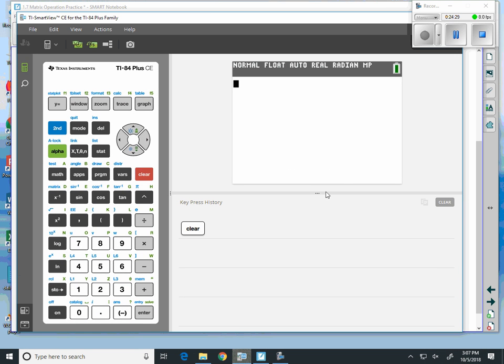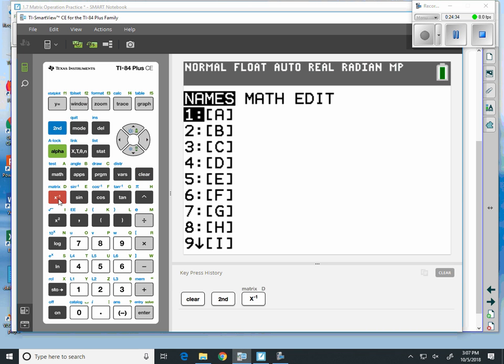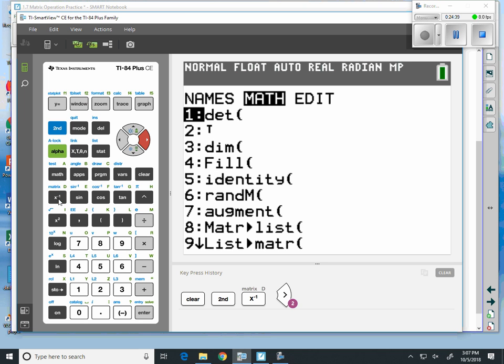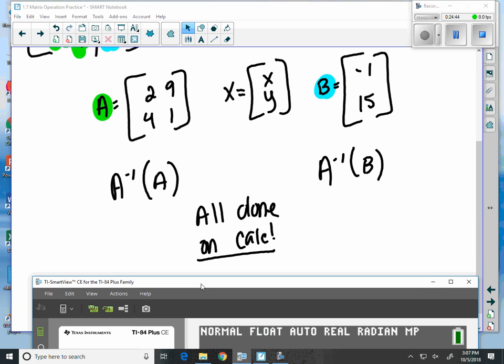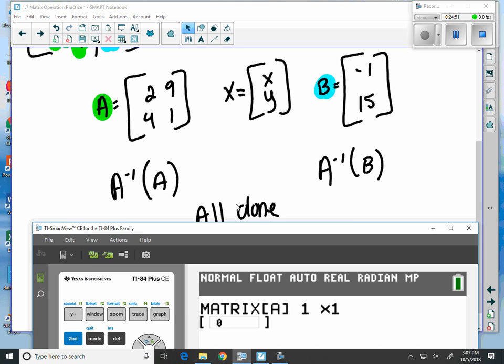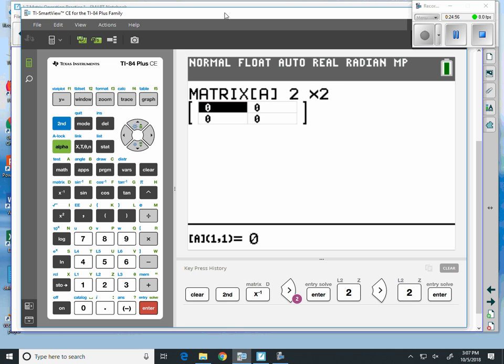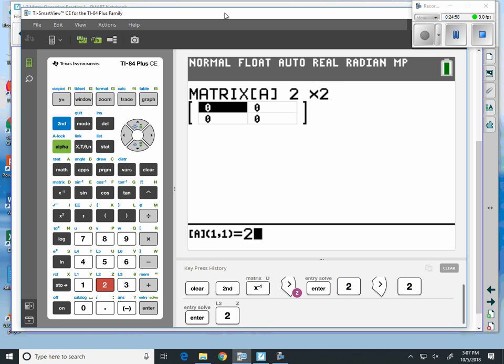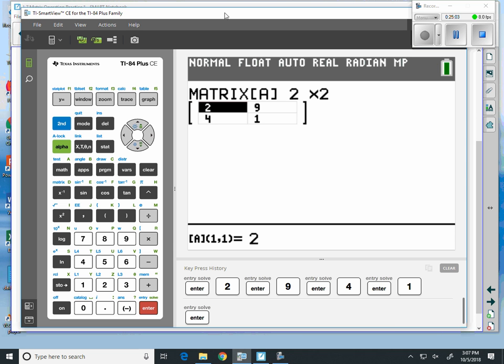Okay, and we're going to go ahead and practice putting in our matrices here. So we press second matrix. Okay, we want to go ahead and put in matrix A. So you're going to go over to edit, choose A. Now, A, if we look, is a 2 by 2. So when we go back here, we're going to have a 2 by 2. Change that. Then we go ahead and put in our numbers: 2, 9, 4, and 1. So matrix A is entered.